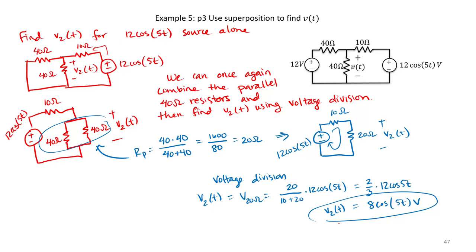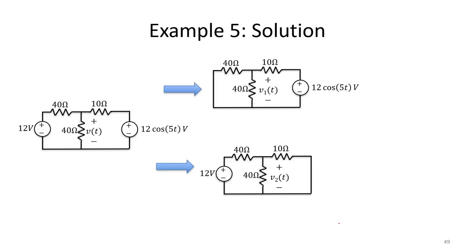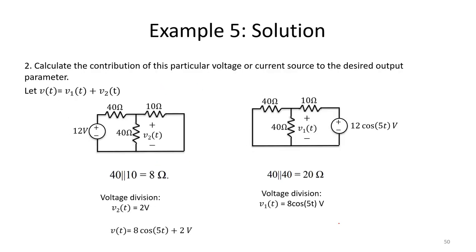Once again, just take it step by step. At the end of the day, superposition is just breaking our circuit down into circuits with individual sources and applying the tools we already know. And so, if we've completed this correctly, we will find our two circuits and we determine that our total voltage is the algebraic sum. We end up getting our voltage is 8 cosine 5t plus 2 volts.